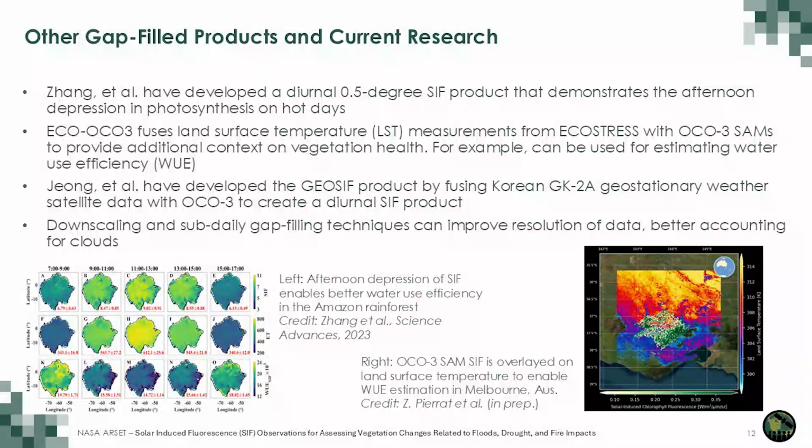So this figure shows an example of an EcoOCO product. This is not a gap-filled product per se, but it's another example of data fusion in action. Lastly, GeoSIF, which was also covered by Junjie, is a gap-filled product produced by combining the Korean GK2A weather satellite for predictor variables to provide hourly data for estimating SIF in East Asia.